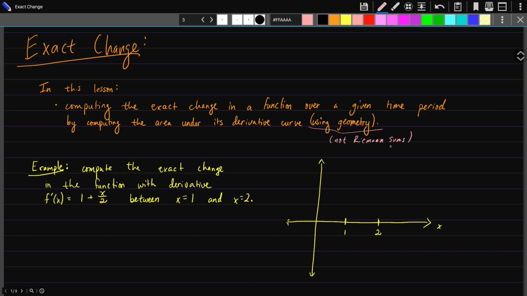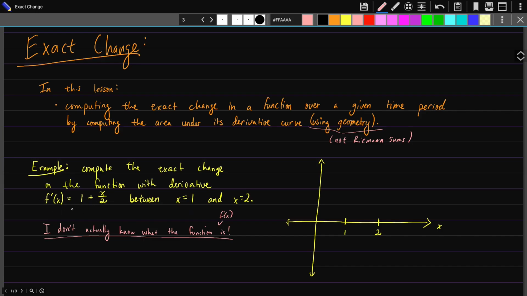So I'll give you a first example of a typical problem like this. The example says, compute the exact change in the function with derivative f prime of x equals 1 plus x over 2 between x equals 1 and x equals 2. One thing that's a little bit odd about this problem is I don't actually know what the function is. It doesn't tell me what the function f of x is. But that doesn't actually matter. All we want is the exact change relative to where it started, so it's enough just to know the derivative.